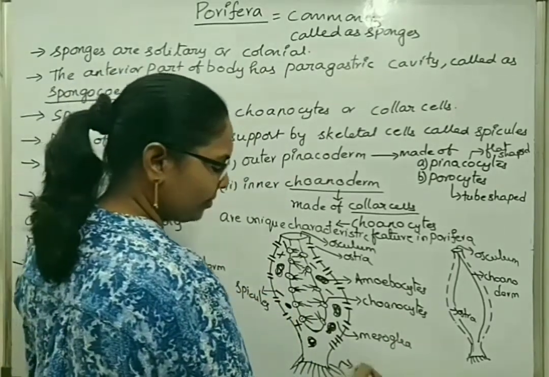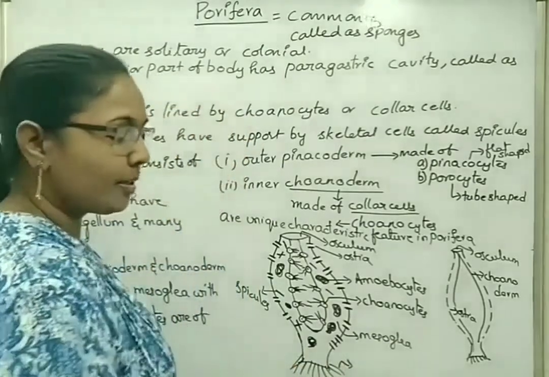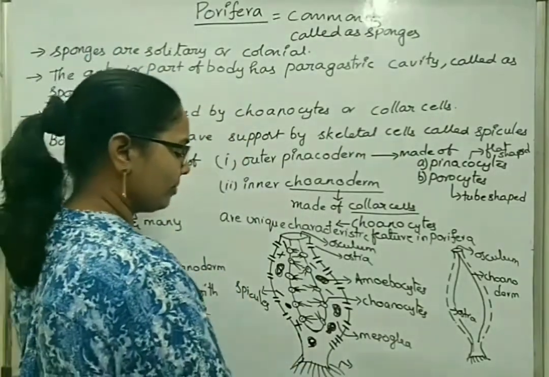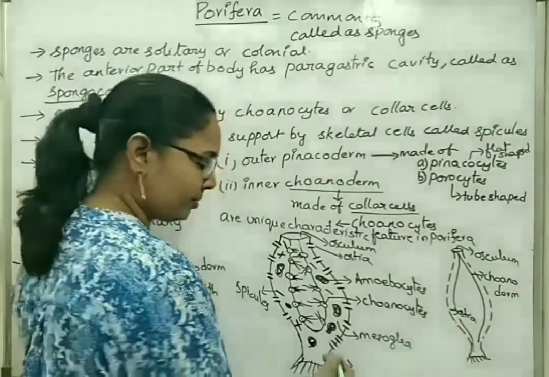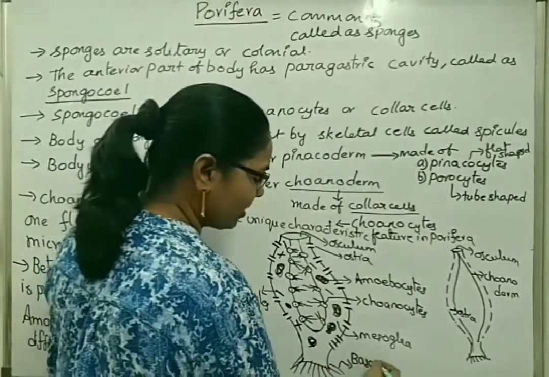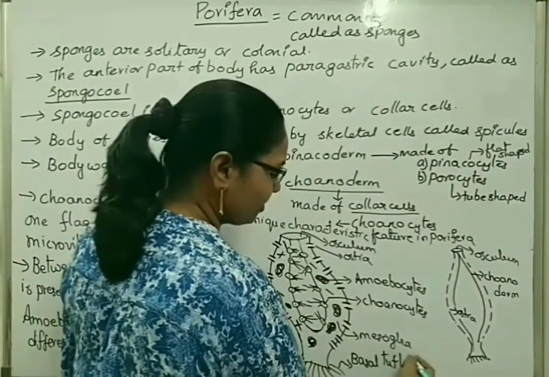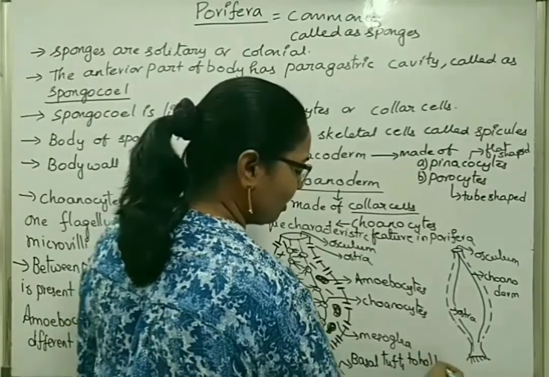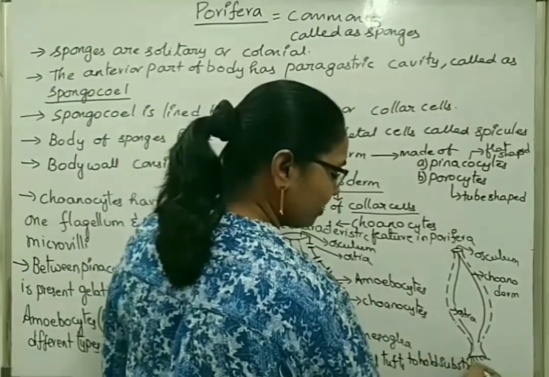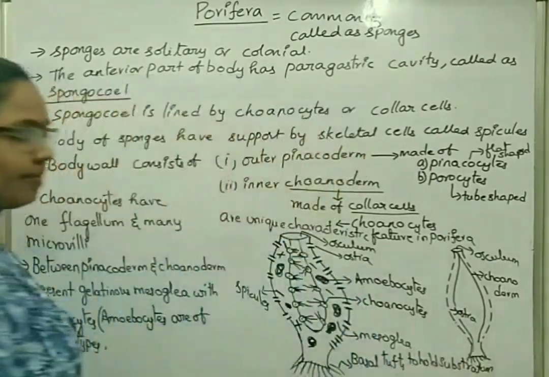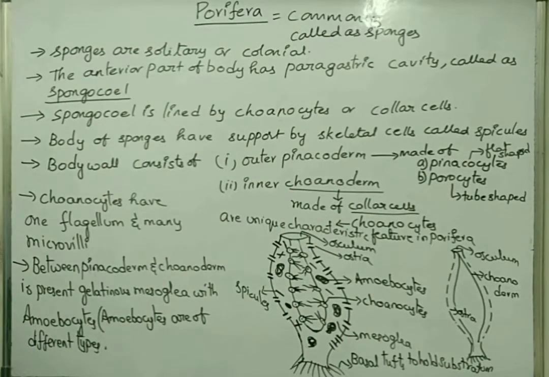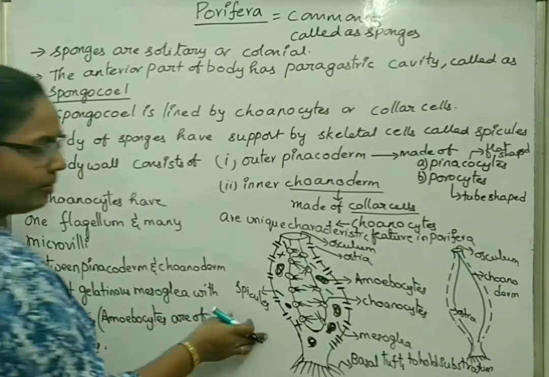And these are the structures that support holding on to the substratum. These are basal tufts to hold the substratum. So these are some of the important structures of the sponges, the labelings of the sponges.